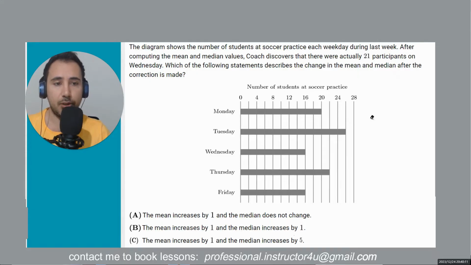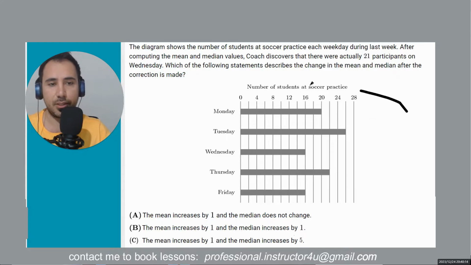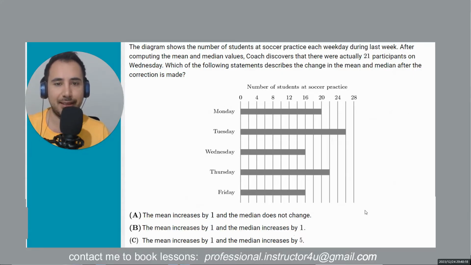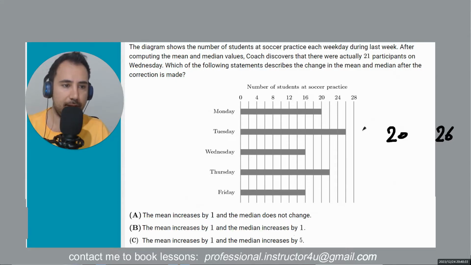So don't answer the question like this. It's confusing. Write it as a set of values that is familiar to us. So we know Monday is 20. I'm just going to write the 20 here. Tuesday is 26. I'm going to write 26 here. Wednesday is 16. I'm going to write the 16 here. Thursday is 22. So I'm going to put a 22 here.